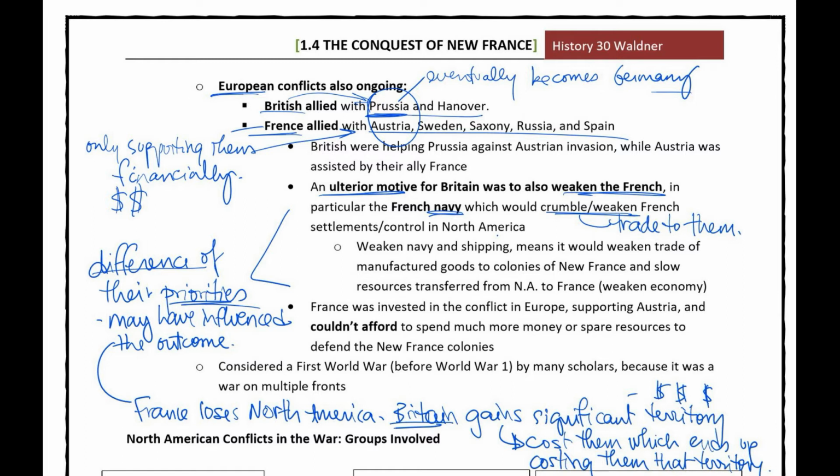Right? And the outcome being that France loses North America. And we could just put this here in really basic terms. France loses North America, any of it. Britain gains it, or gains significant territory. Which might be a good thing, but their method of gaining it costs them, which ends up costing them that territory.